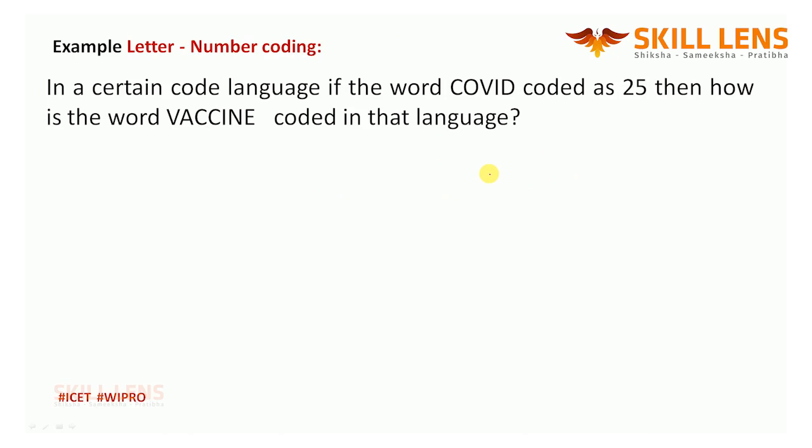How to handle this particular question? Letter to number coding. Always it's not letter to letter. It may be letter to number. In a certain code language, if the word COVID is coded as 25, then how is the word vaccine coded?